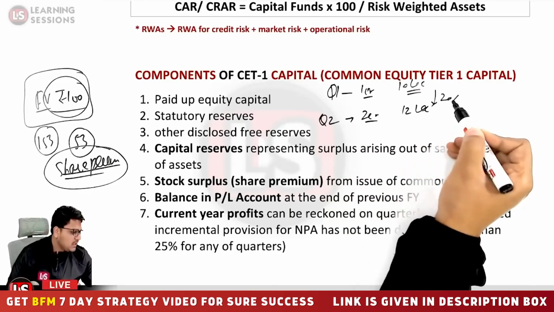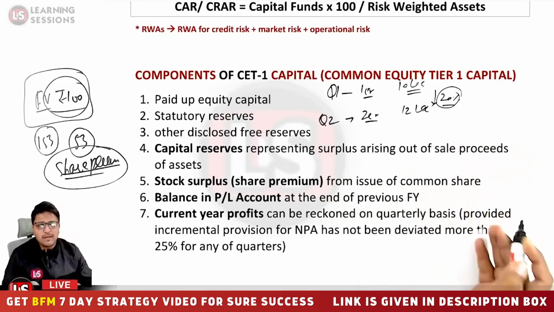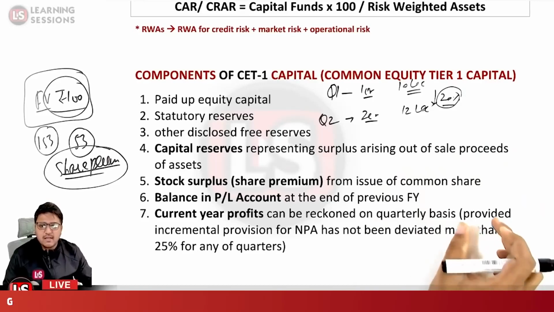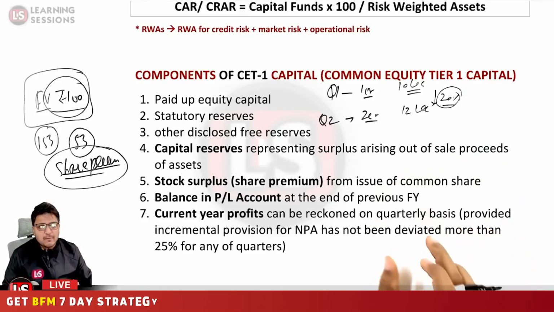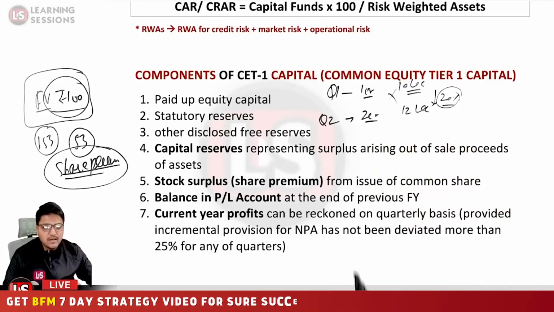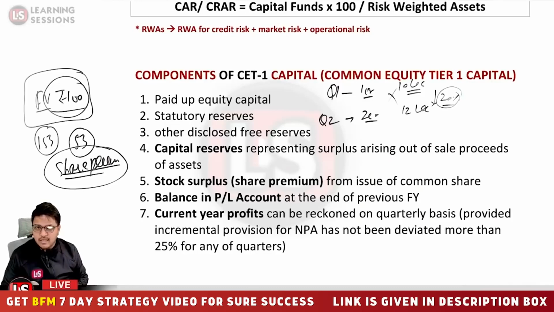It is 20%. If it had been more than 25%, if it had exceeded 25%, in that case you cannot consider the current year profit as a component of the CET1. Otherwise you can. Okay, so that is basically this point.